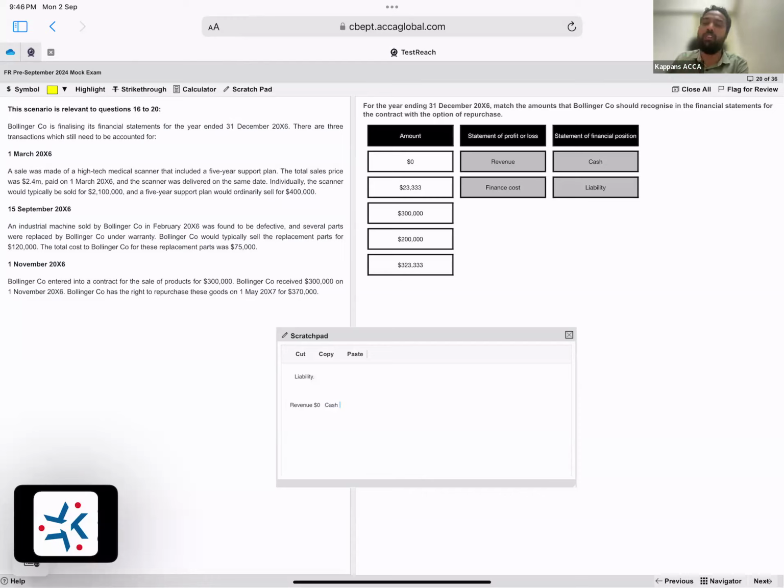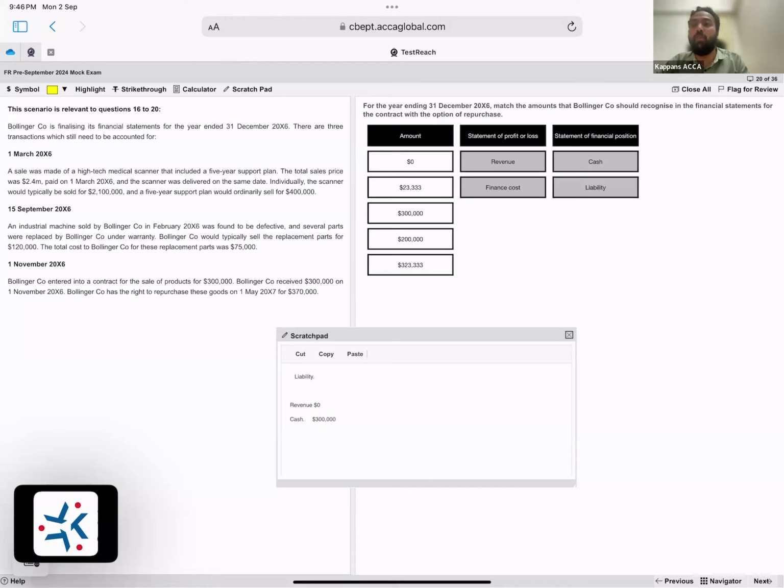What if the repurchase price is lower than the original price? It is accounted for as a lease. So in a repurchase, there is no revenue being recorded. If the repurchase price is lower than the original price, it is recognized as a lease. If the repurchase price is more than the original price, like this case, where the original price is 300,000 and the repurchase price is 370,000, it should be recorded as a liability, not revenue. So revenue, zero. What about the cash? The cash that is received is 300,000. So cash will be 300,000.